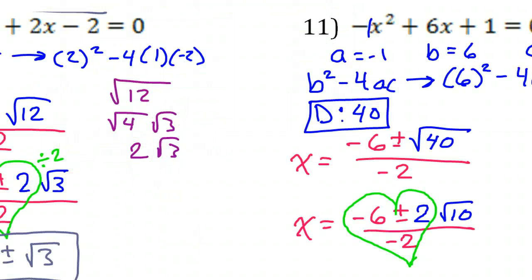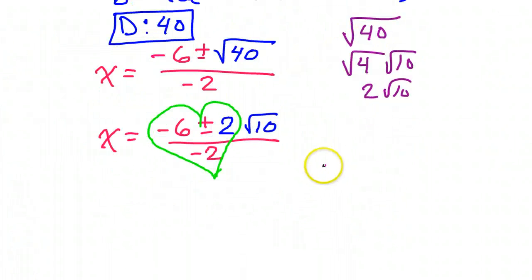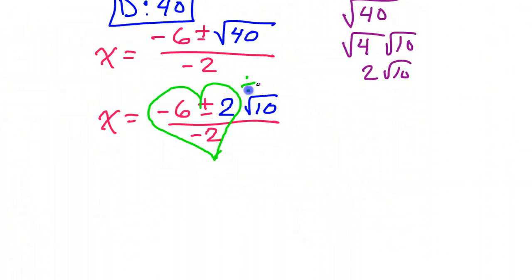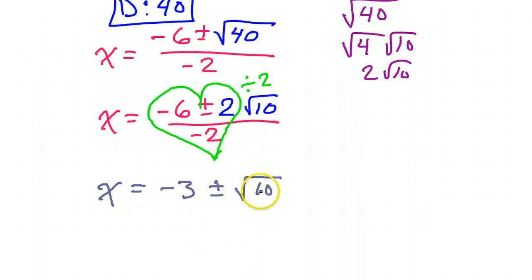Okay, it has to be all three. But since these are all divisible by 2, let's do that. So that's going to give me x equals -3 plus or minus the square root of 10 over -1. Okay, now I don't like to leave this like this. We don't need this -1 down here.